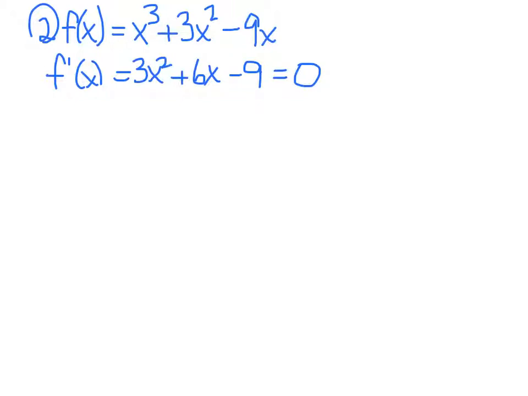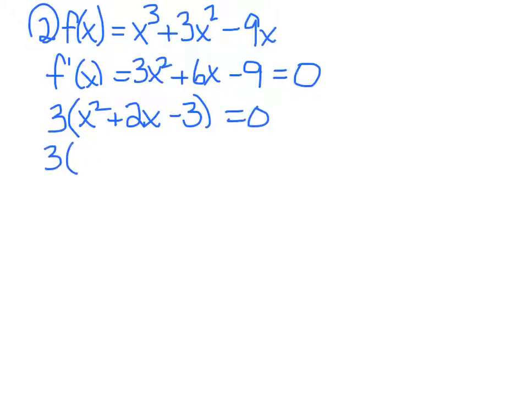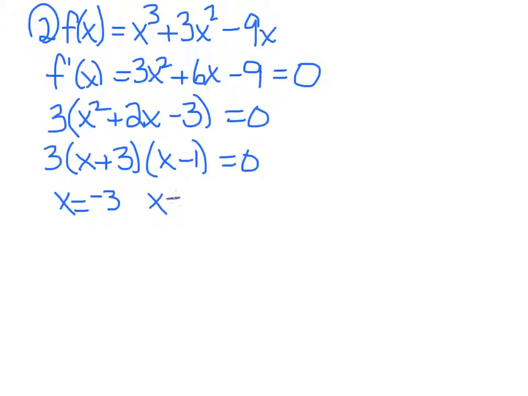more helpful to us. So what I'm going to start by doing is some basic factoring, and I'm going to take out a 3, and I'm going to get x squared plus 2x minus 3, and set that equal to 0. Then I'm going to get 3, and from there I should get x plus 3, and then x minus 1, and set that equal to 0. And then you should see that we have x equals -3, and we have x equals 1 as our two factors.